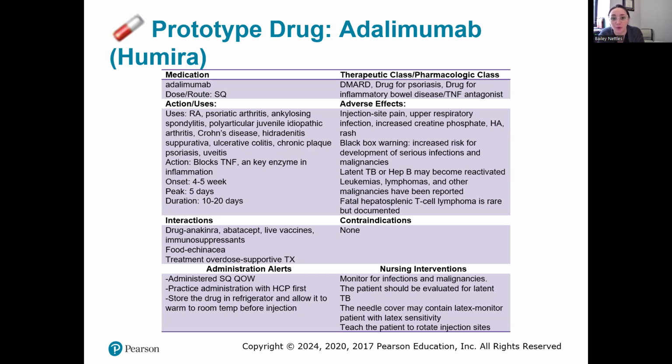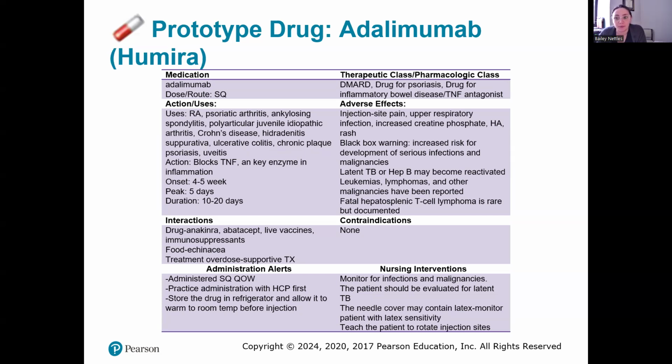Okay. You can be red, sore, of course. Upper respiratory tract infections, increased creatine phosphate, headache, and rash. There's a couple black box warnings. One of them is an increased risk of serious infections and malignancies. If you have latent TB or latent Hep B, it can become reactivated while on this medication. Leukemia, lymphoma, and some malignancies have been reported. And then fatal hepatosplenic T-cell lymphoma is rare, but has happened.